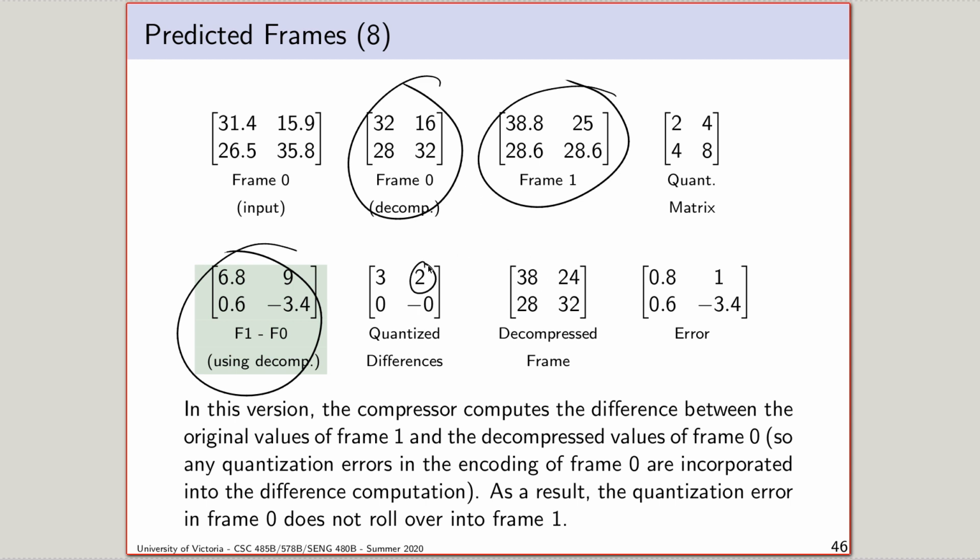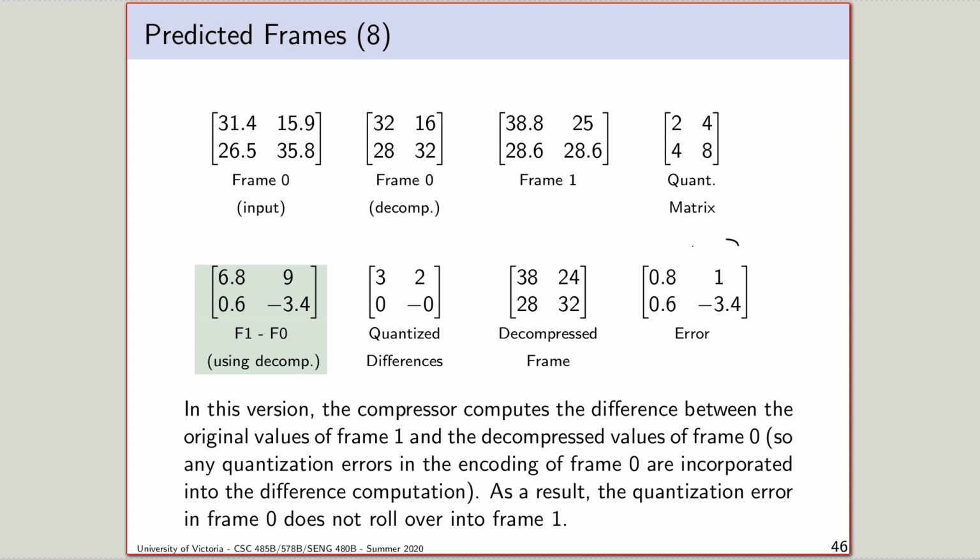2 multiplied by 4 is 8. 8 plus 16 equals 24. And then these are both zeros. So the decompressor undoes the quantization and then adds in its own values from frame 0. But I knew that when I was compressing. I deliberately used those values to take my differences. And then it gets this decompressed frame with this set of errors.